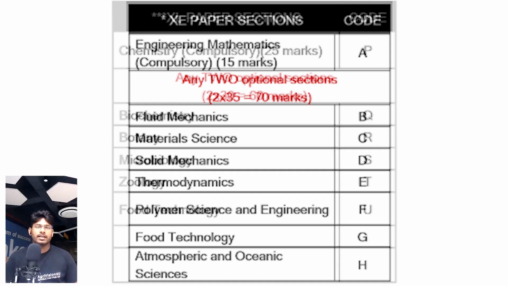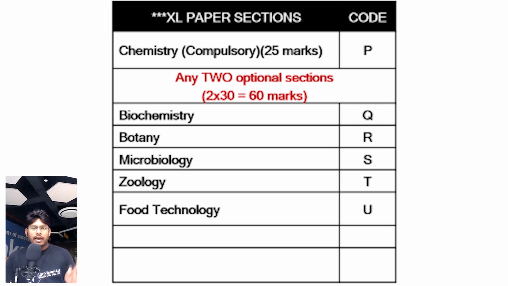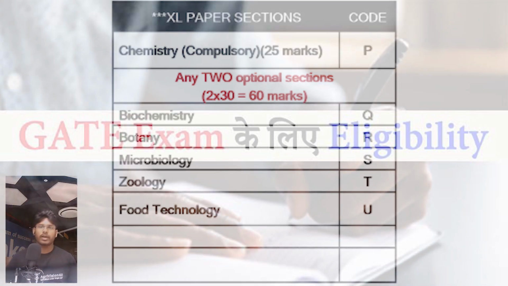Now coming to GATE XL, it is life sciences. Life sciences deals with microbiology, biochemistry, geology, botany, and one more subject that we have, which is food technology. Chemistry is a compulsory subject of 25 marks, and then we have food technology, and with food technology we have the option of either microbiology or biochemistry. So these two options we can choose.